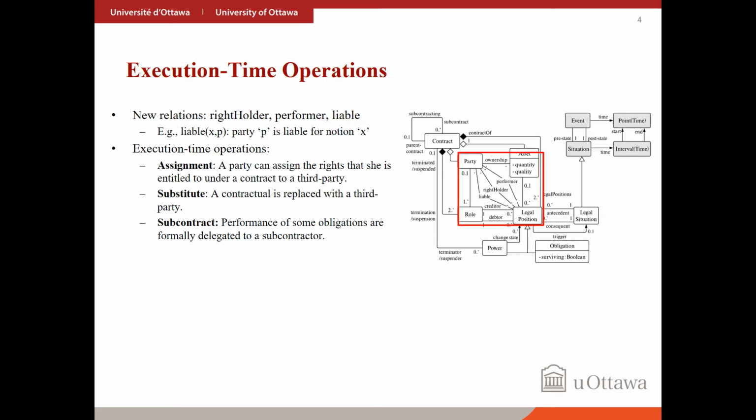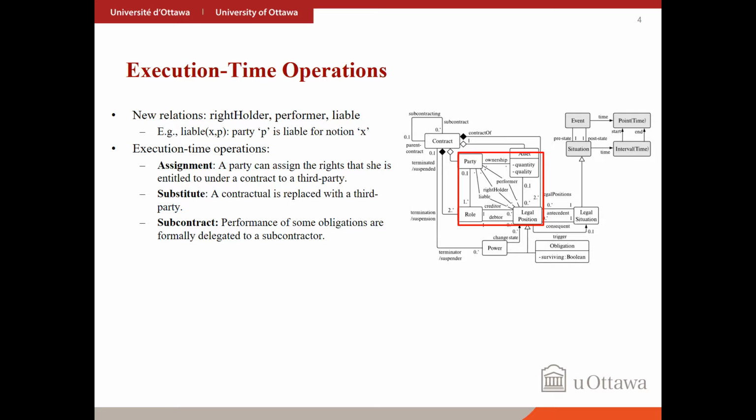For example, suppose the buyer has a power to terminate a contract. The buyer is the right holder and she can perform the power. These three positions may dynamically be unassigned from or assigned to parties by execution time operations. The most notable types of operations are subcontracting, substitution, and assignment.